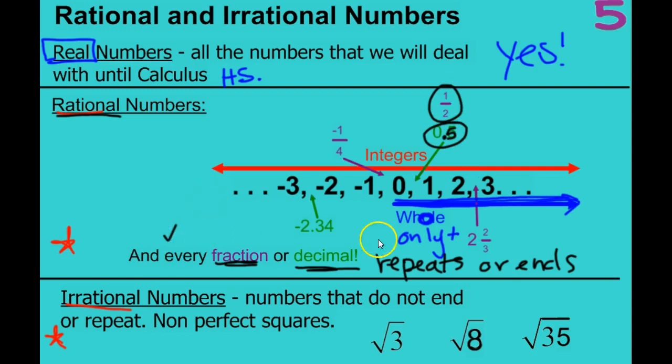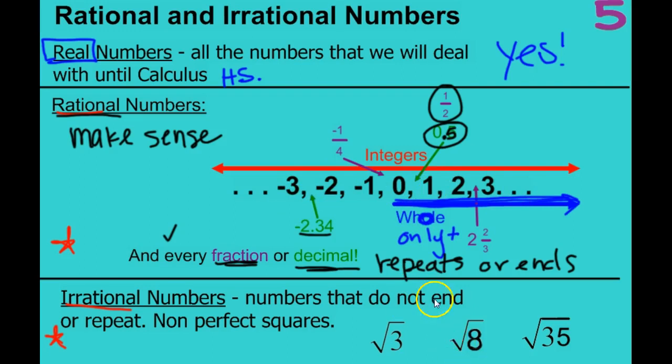It's okay. So here, this ends. 2.34, it ends. There's nothing after the 4. This is a rational number. I could owe someone $2.34. It makes sense. Rational numbers always, in my head, make sense in terms of jelly beans, money, whatever it is.